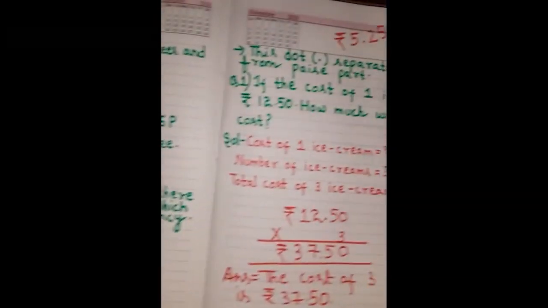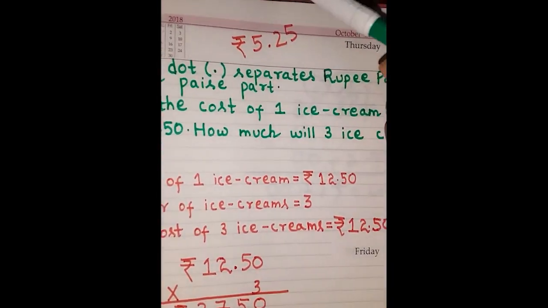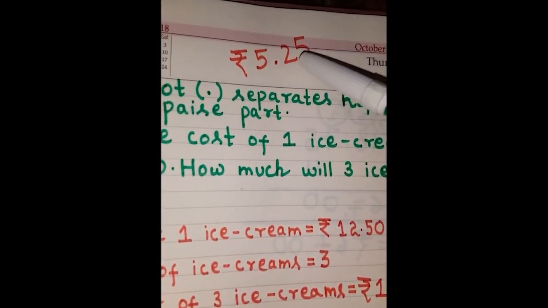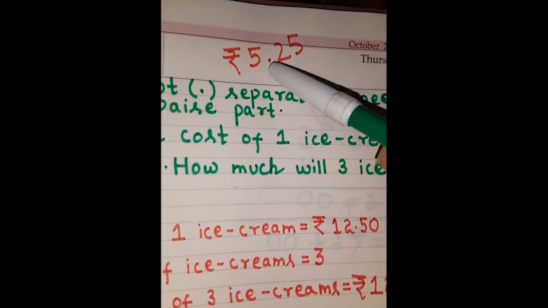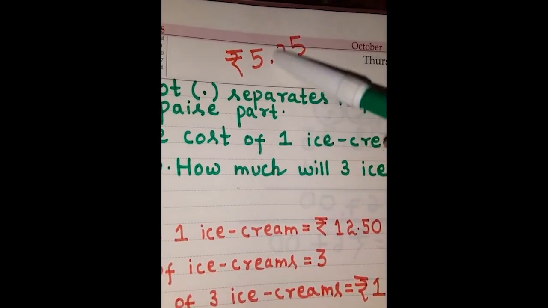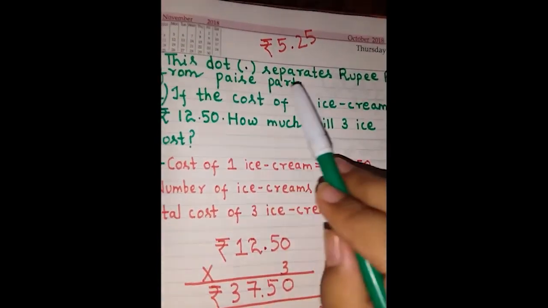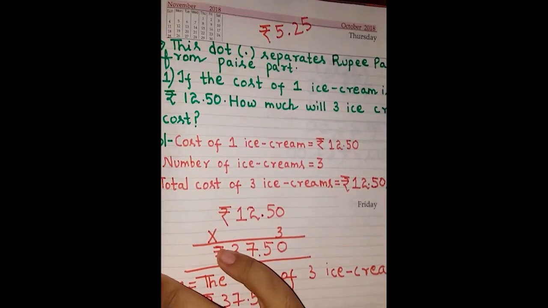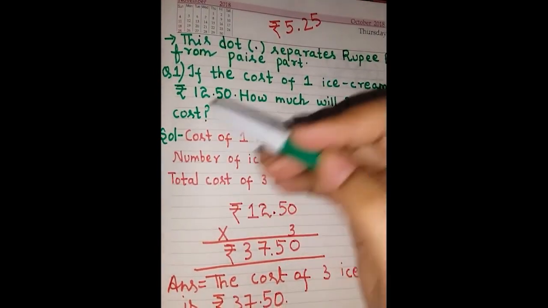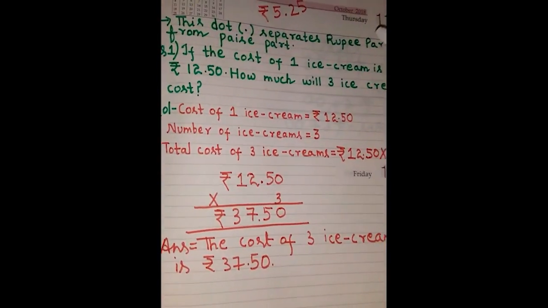Now quickly move to the main topic, which is multiplication of money. Here, children, you can see I have written 5 rupees and 25 paise, and this dot separates the rupee part from the paise part, and it helps us to understand whether we are reading it right or wrong. So let us begin with example number 1.